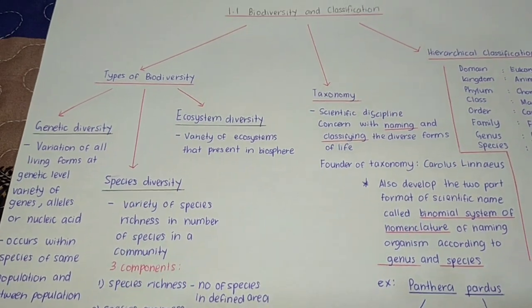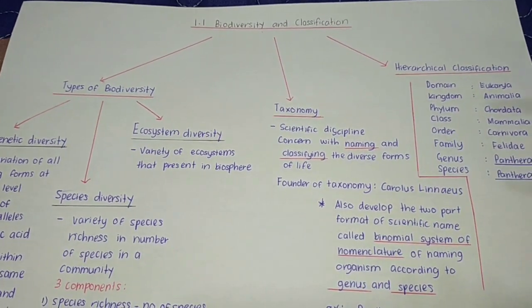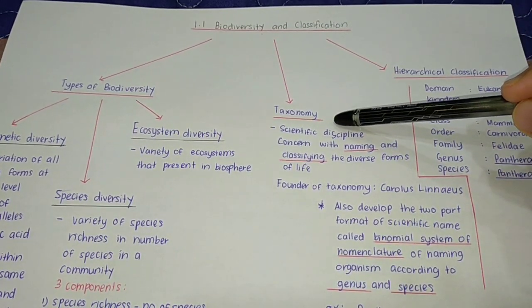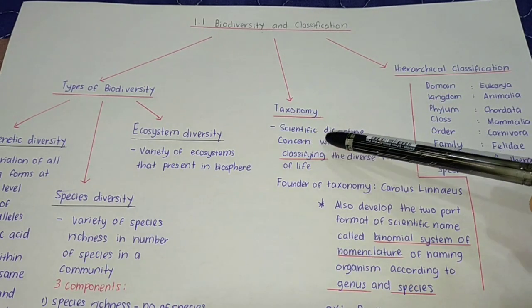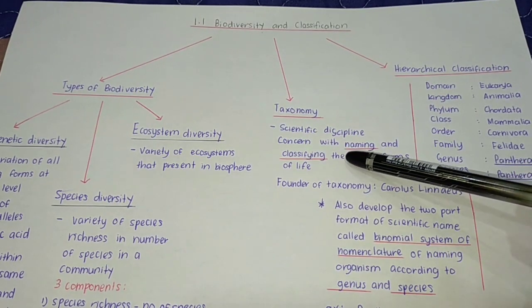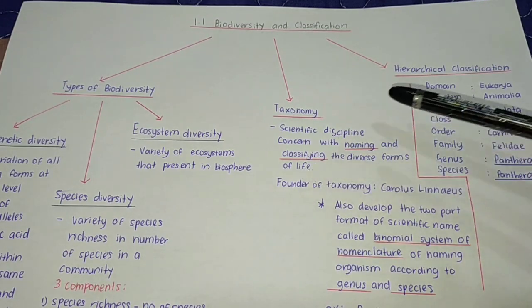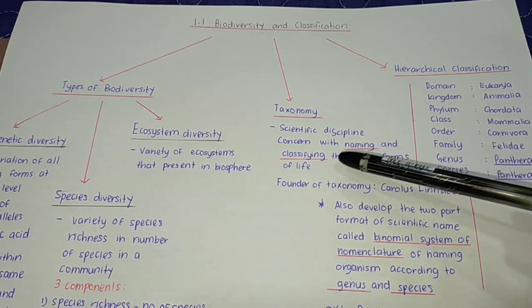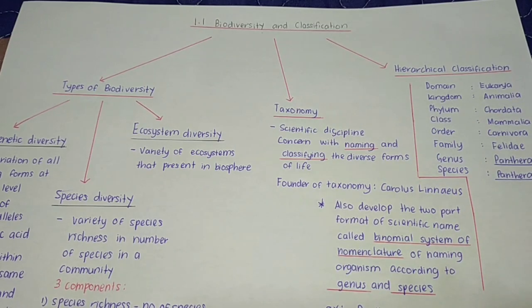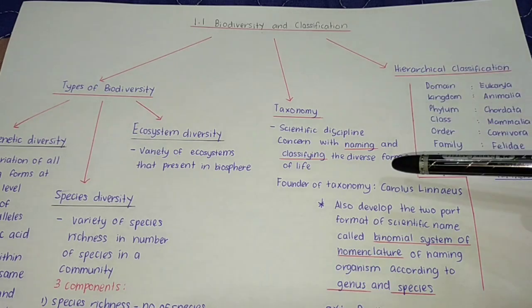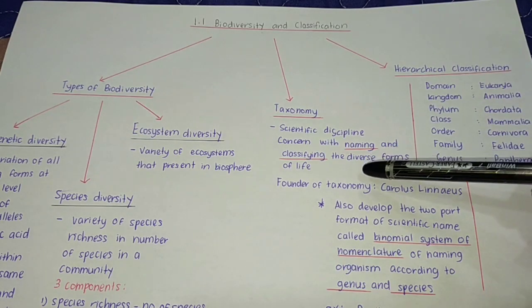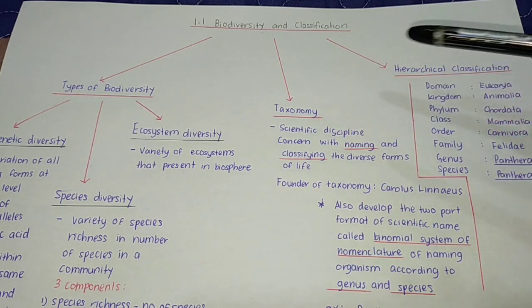Okay, and then next we look at taxonomy. So actually, what is taxonomy? It refers to the scientific discipline concerned with naming and classifying the diverse forms of life. So the keywords here are naming and classifying. So actually, how we classify the organism, based on its species. Macam mana kita nak classifykan organism adalah based on taxonomy.